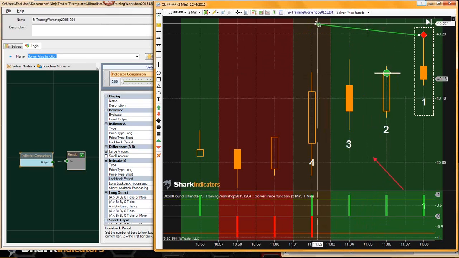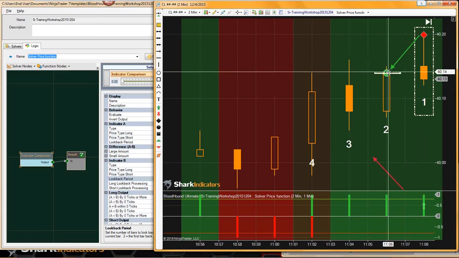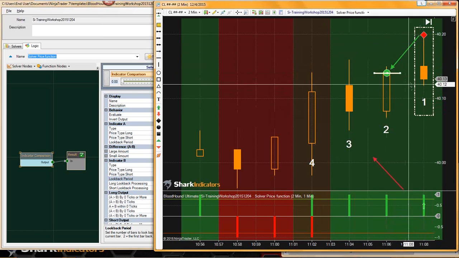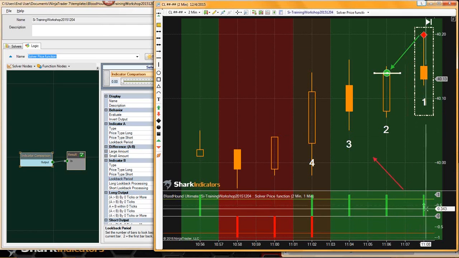And so the comparison solver is checking, is this high price greater than the maximum of the closing prices within the last 4 bars? And it is, right? So the high price is greater, and so that's why we have a long output here.